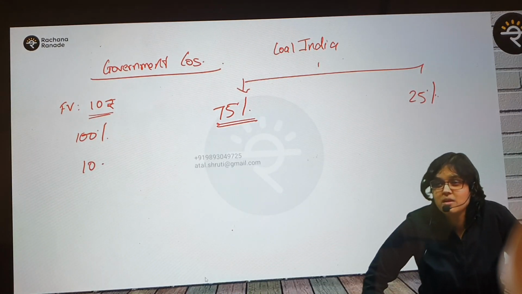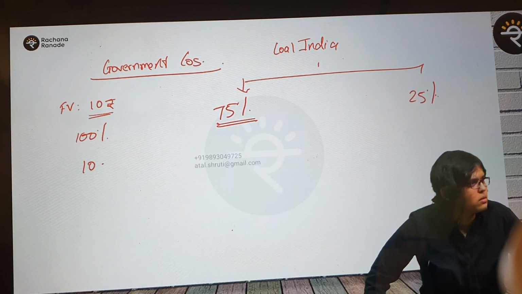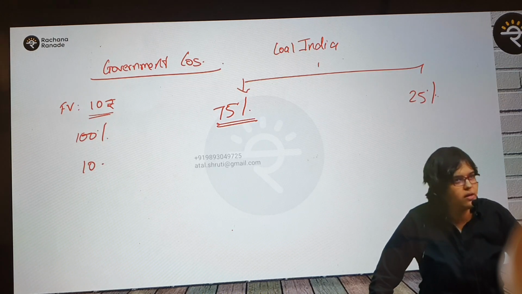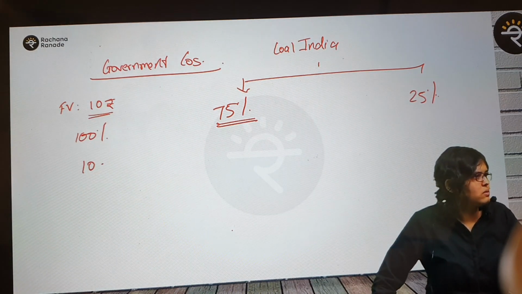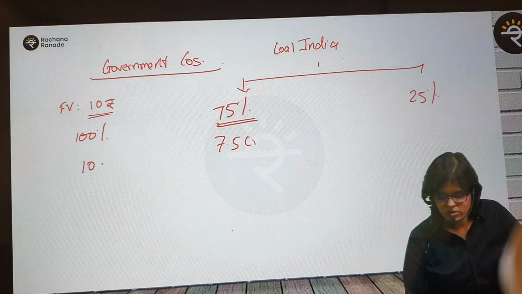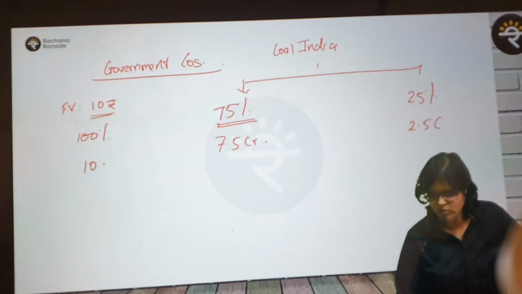Now you have to check how many shares are there of the company. Shares will be in crores. Let's assume for simplicity 10 crores shares. Out of 10 crores, government holds 7.5 crore shares, and people like you and me hold 2.5 crore shares.